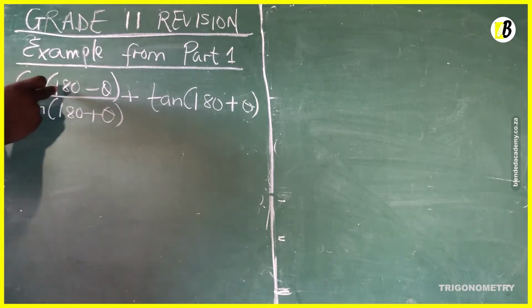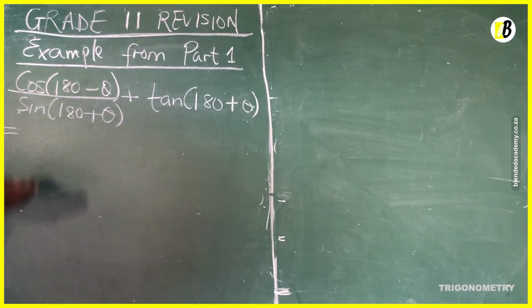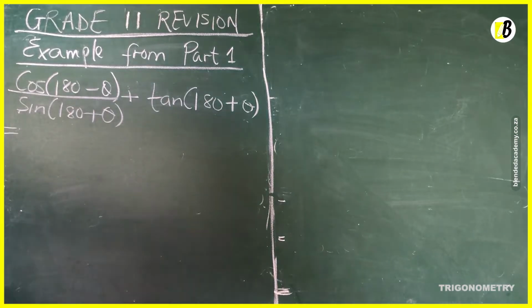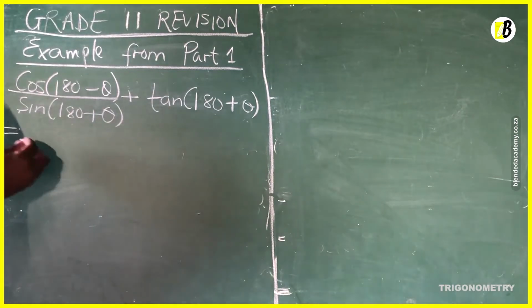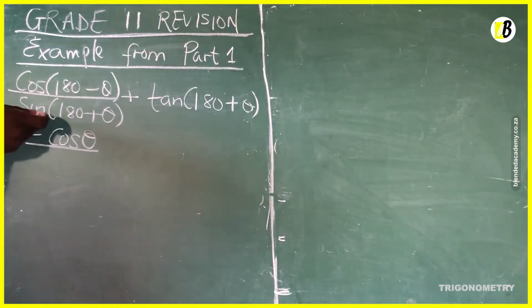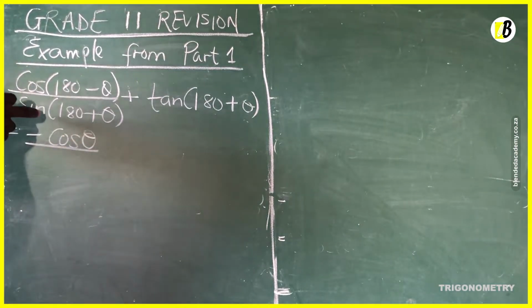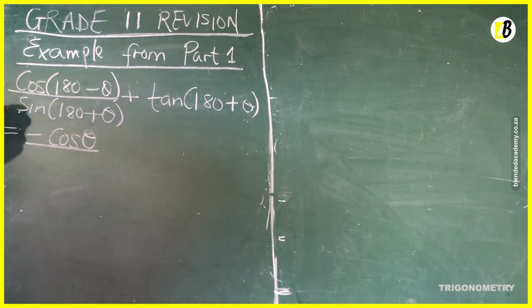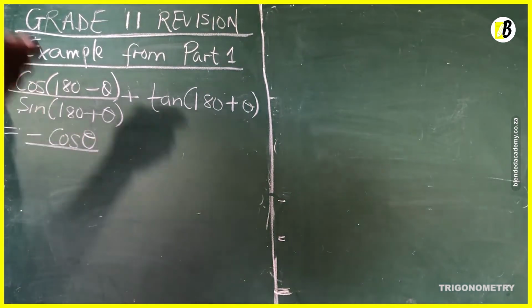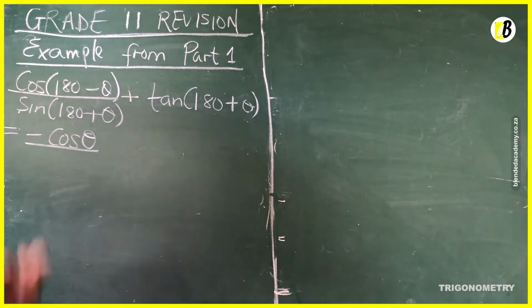So we know that cos(180 degrees minus theta) is in the second quadrant. And in the second quadrant, only sine is positive, cos is negative in that quadrant. So it's going to be minus cos theta. And then going to the denominator now, sine(180 degrees plus theta). That's in the third quadrant. And we know that in the third quadrant, only tan is positive. Cos and sine are negative.